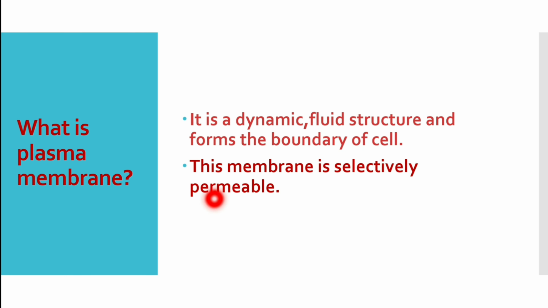The second point is this membrane is selectively permeable. Selectively permeable means it does not allow all the molecules to cross the membrane. Rather, it allows some solutes to cross it more easily than others.